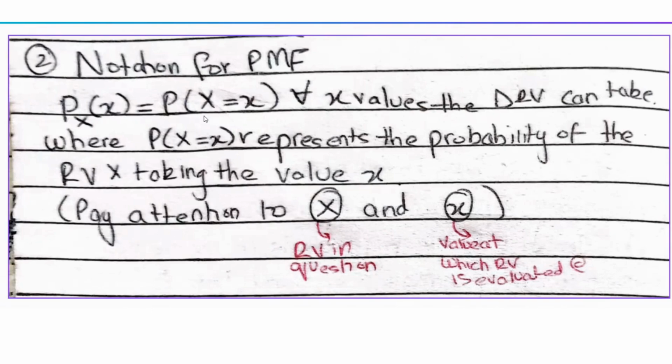So this is the probability that capital X is equal to small x. Again, capital X is the discrete random variable we're talking about. Small x is one of the values that it can take. So the notation for PMF is P_X(x). What does this mean? This means that we're referring to the probability that capital X is equal to the value small x.